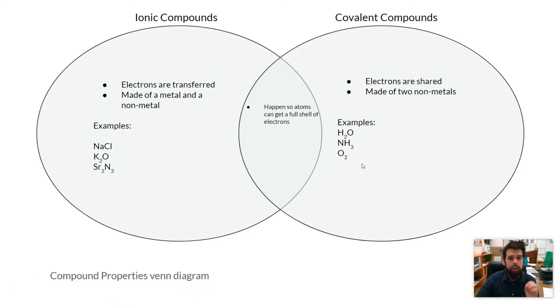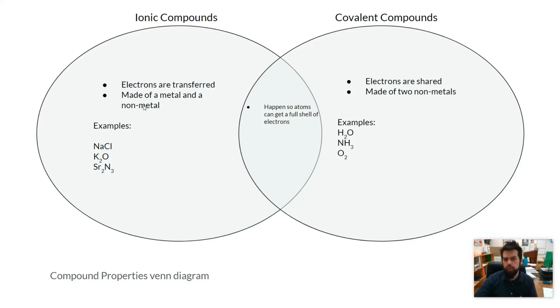We already know that in ionic compounds, electrons are transferred, and in covalent, they're shared. For ionic compounds, the electrons literally go from one atom to another and create charges on each atom. In covalent, we don't get those charges. They share their electrons and form a covalent molecule.